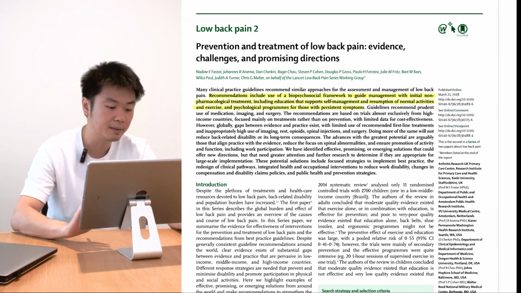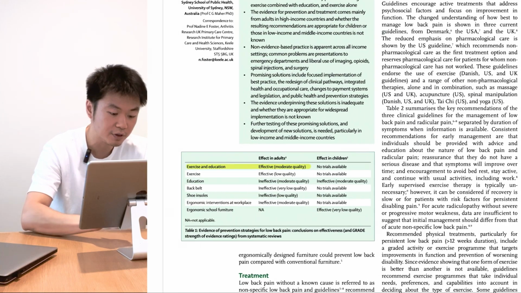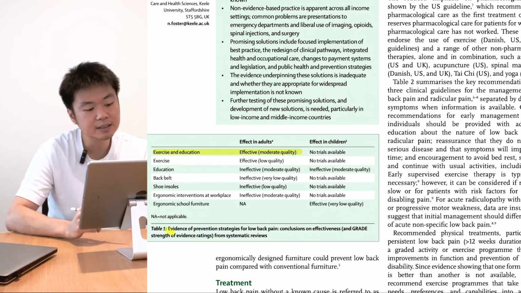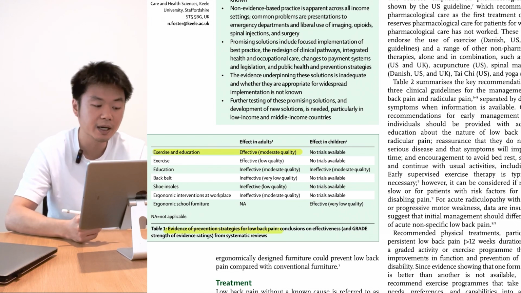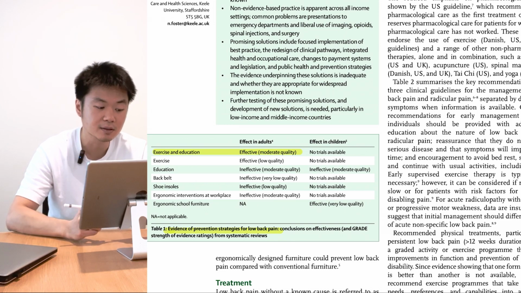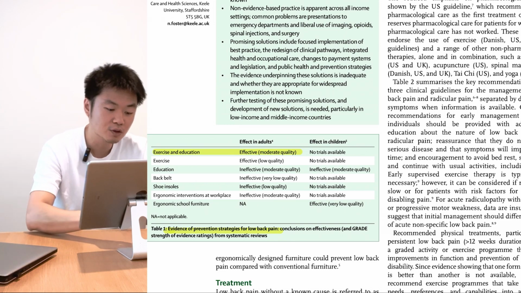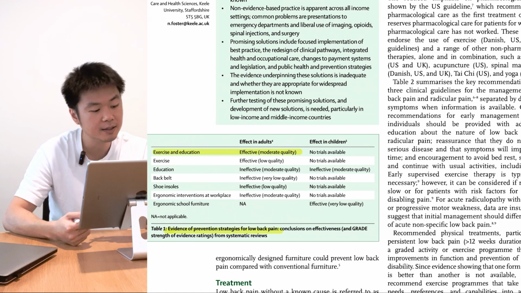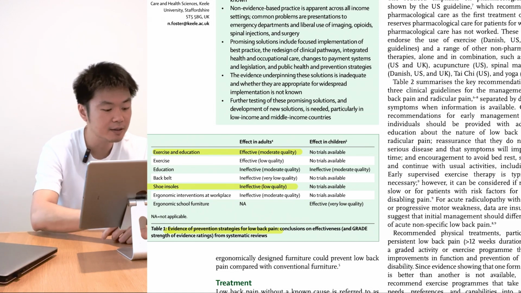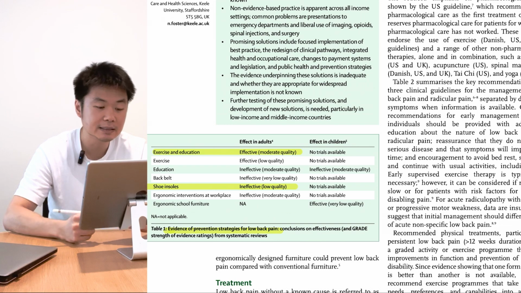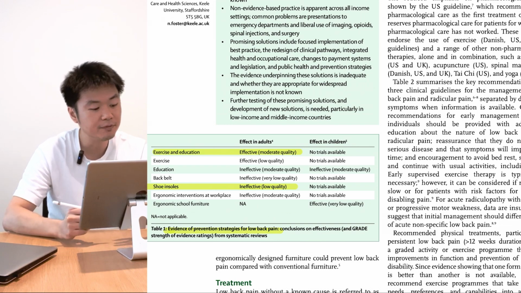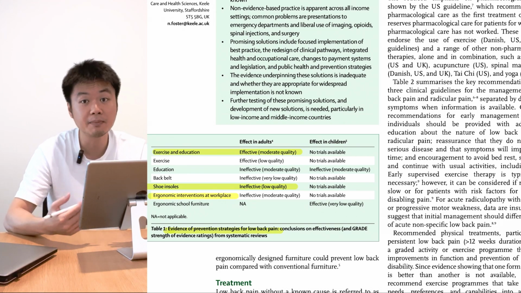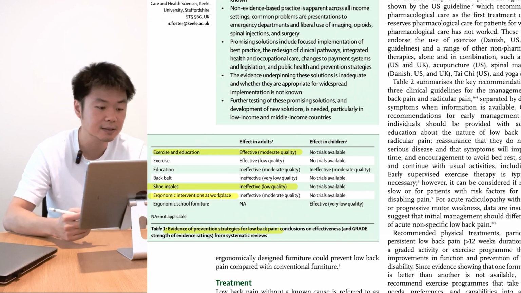And if we look at the table here, the evidence of prevention strategy for low back pain, it is effective when you combine exercise and education, okay? Shoe insoles, which a lot of my patients are looking at, are ineffective. And ergonomics intervention at the workplace is also ineffective. The most effective is to exercise, move your body, and have some education about what low back pain is, okay?